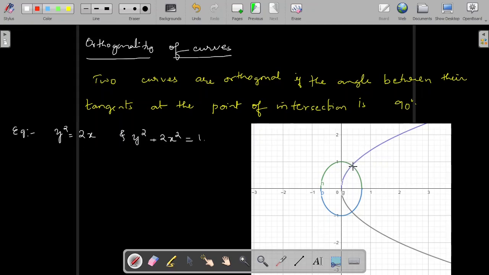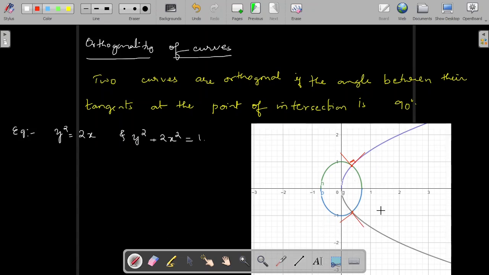Now, at the points of intersection, these two are the points of intersection, you have to draw tangents. So, one tangent for the parabola like this, and another tangent for this ellipse. Now, look at this. These two tangents are perpendicular to each other. And in the second case also, if you draw the tangent like this, those tangents are perpendicular to each other. Hence, these two curves are orthogonal.